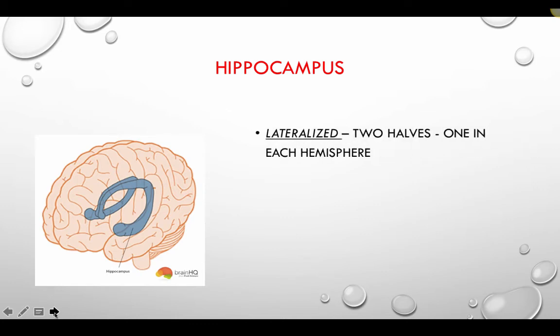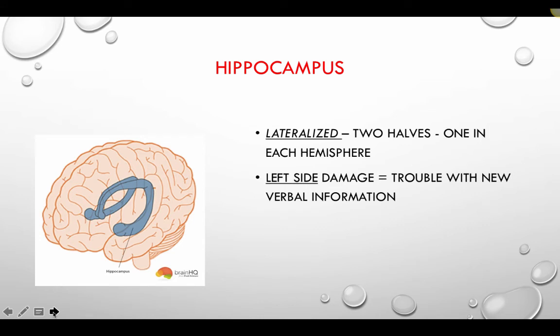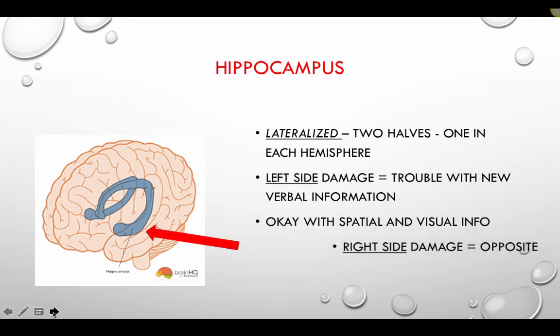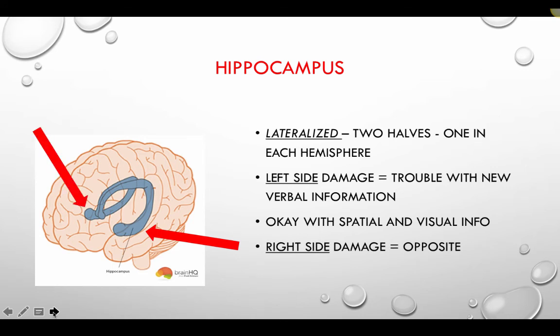A little bit more about the hippocampus. Remember, we said it is lateralized. There are two halves, so if this brain is looking down towards the lower left, backside is to the upper right. There are two structures, one in each hemisphere. Damage to the left side would cause trouble with remembering new verbal information, okay with spatial and visual information. Right side damage would be the opposite. We'd have problems with visual spatial information, but not language.